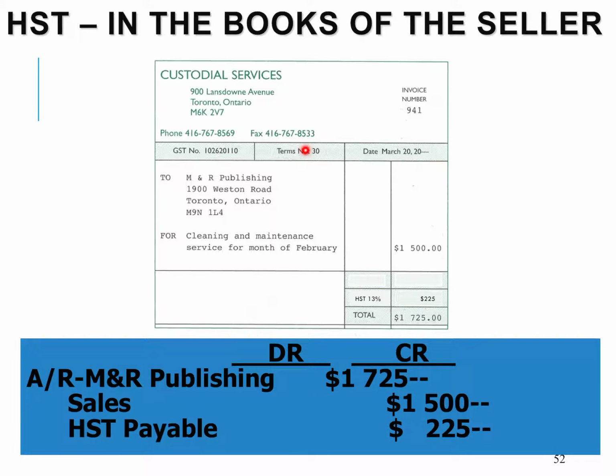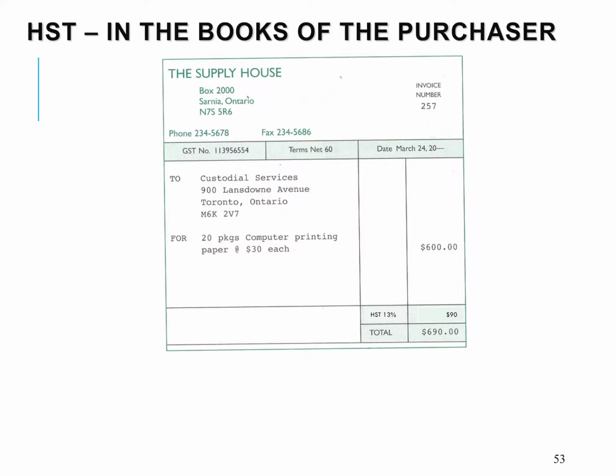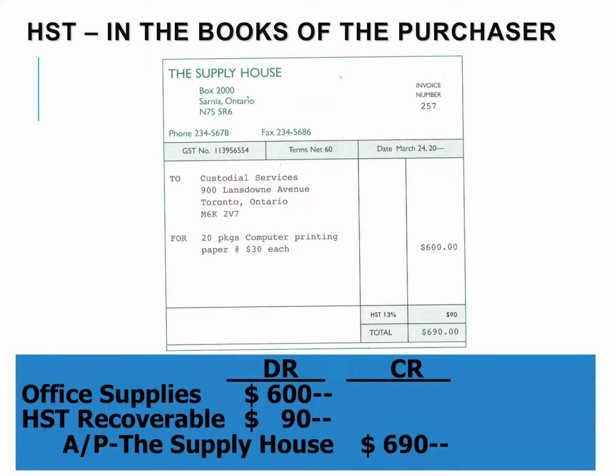It's an accounts receivable. Why? Net 30 days. That tells us right away. It's an invoice. People owe us money. Sales are $1,500. HST payable $225. Okay, so credit to HST payable. It's a liability. Now we have this, HST in the book of the purchaser.